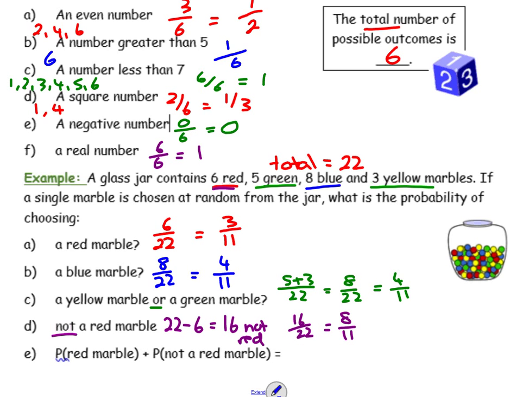And the last one: the probability of a red marble plus the probability of not a red marble. You worked out the probability of a red marble in A, you got 3/11, plus the probability of not a red marble you worked out in D, you got 8 over 11. Remember when you add fractions, if you've got a common denominator, it doesn't change, it stays 11. When you've got a common denominator and you're adding or subtracting fractions, you just add the numerators. So 3 plus 8 is 11, and 11 divided by 11, think what that is. It's the number 1.